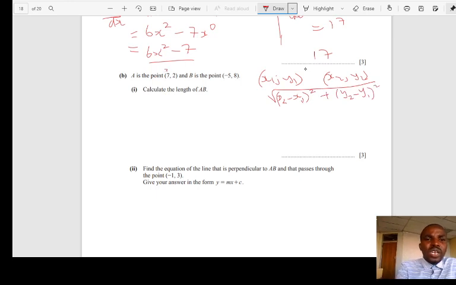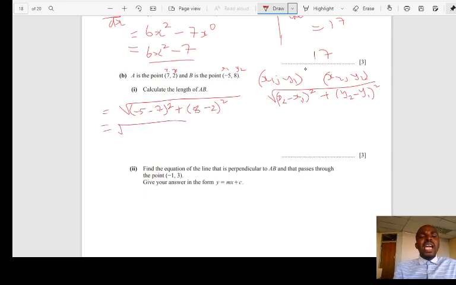So in this case, we can call this one x1, y1, and this one x2, y2. Then it will be the square root of (x2 is minus 5 minus x1 is 7) squared plus (8 minus 2) squared. Then it will be the square root of minus 5 minus 7, which is minus 12. Minus 12 squared is 144, plus 8 minus 2 is 6, squared is 36. So the square root of 144 plus 36 is 180. So it's the square root of 180.